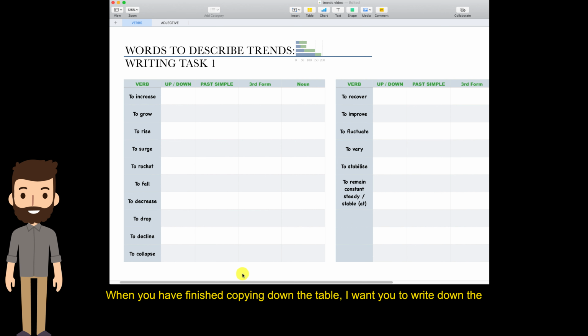Once you've finished copying down the table, I want you to write down if the verb is going up or down, the past simple, the third form of the verb, and then the noun form. I'll show you an example.